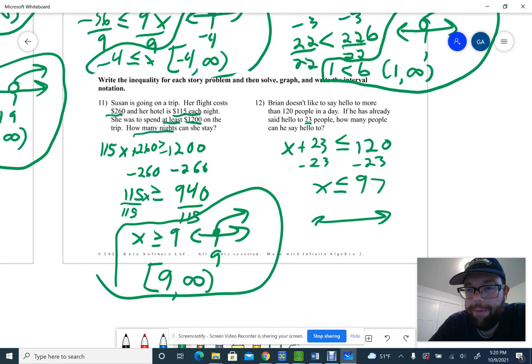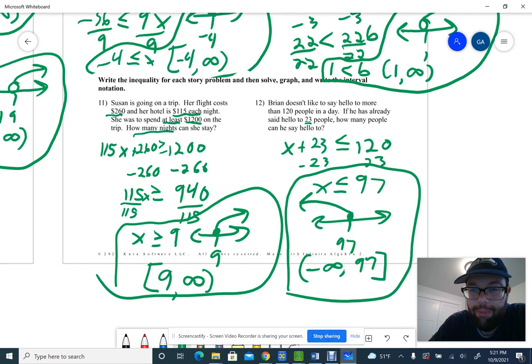So on our graph, 97 would be a closed circle, go to the left. So it'd be negative infinity to 97 with a parenthesis and a bracket. And that'd be your answers.